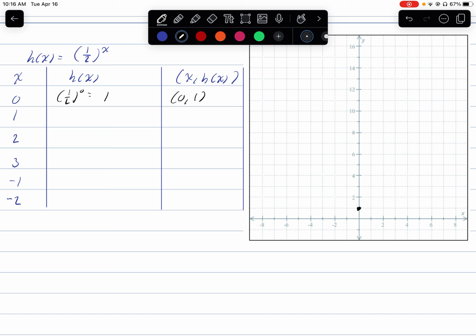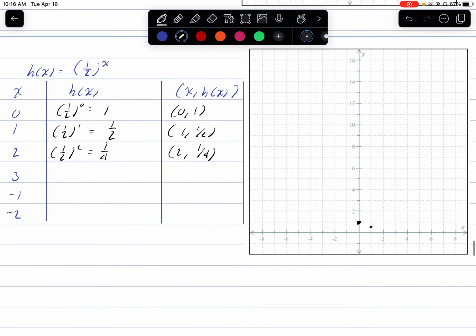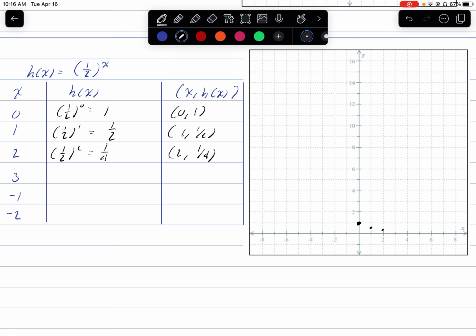Okay. And maybe we have x equals 1. So we'll have 1/2 to the 1. Anything raised to the first power, as I said before, is just itself. So we have 1/2, so we'll have the point 1, 1/2. Okay. How about 2? We have 1/2 squared. So that's 1/2 times 1/2, so we'll get 1/4. So we'll have the point 2, 1/4. Okay, so it'll look about like that.